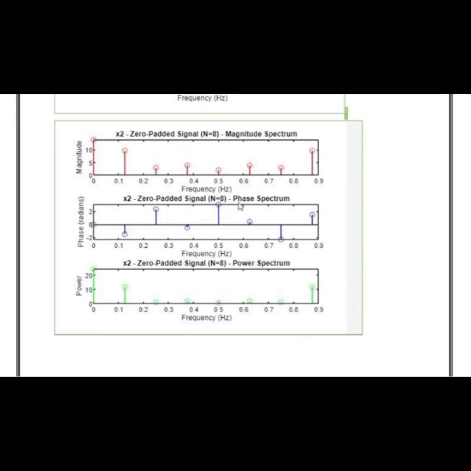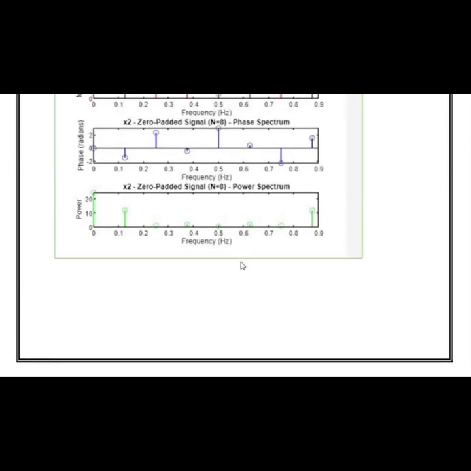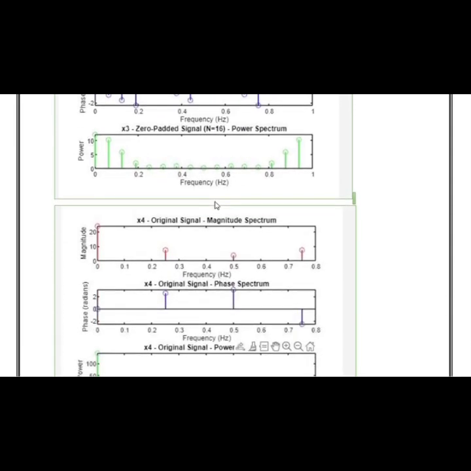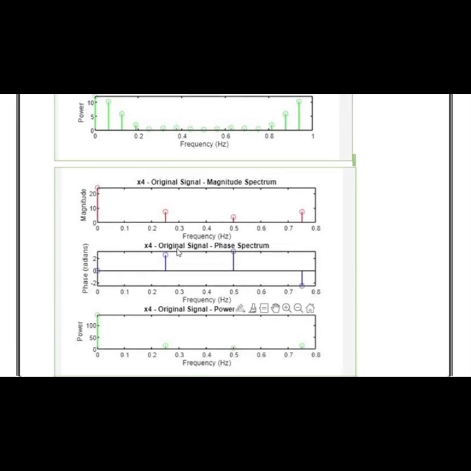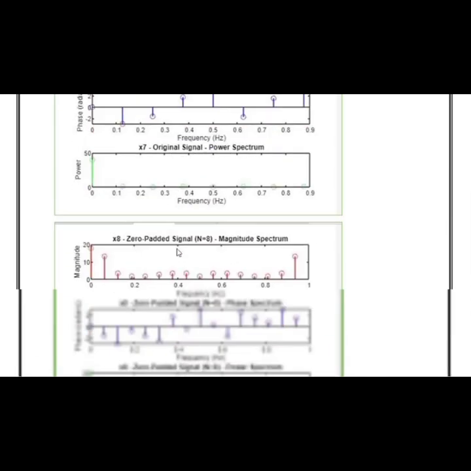This is the original signal's magnitude spectrum, original signal's phase spectrum, and original signal's power spectrum. And this is the zero padded signal's magnitude spectrum, zero padded signal's phase spectrum, and the zero padded signal's power spectrum. And also the zero padded signal's magnitude spectrum when N is equal to 16. In the above, the zero padded signal is given when N is equal to 8, and in this when N is equal to 16. Same for magnitude spectrum, phase spectrum, and power spectrum.